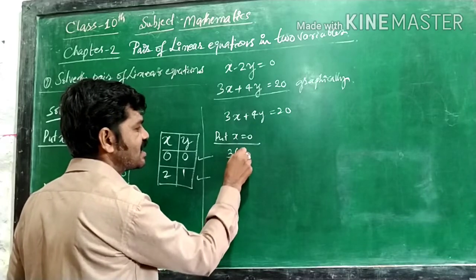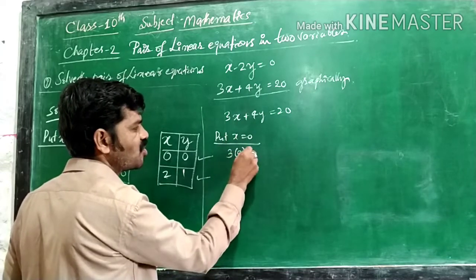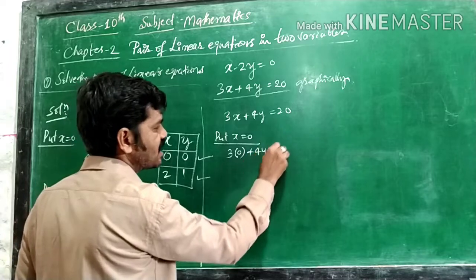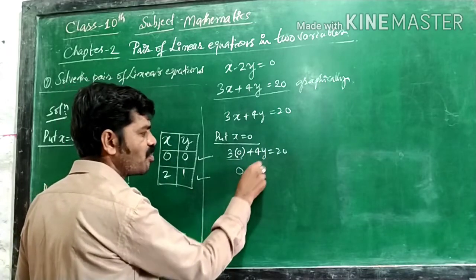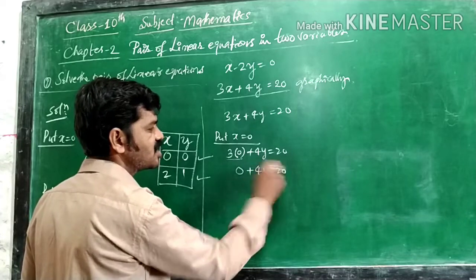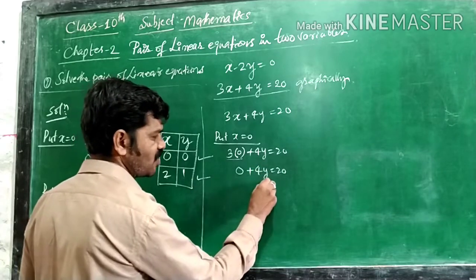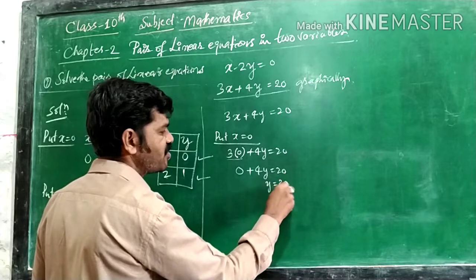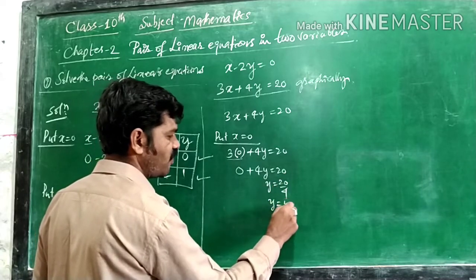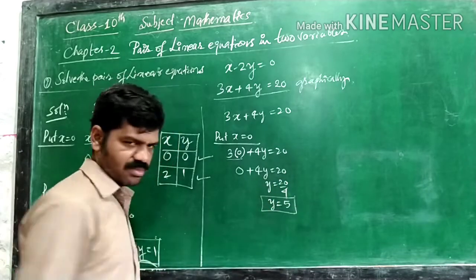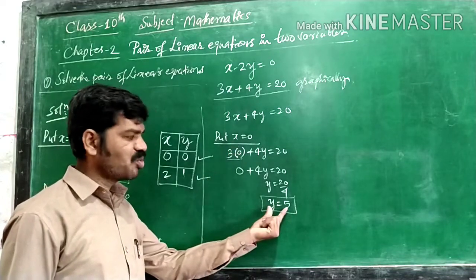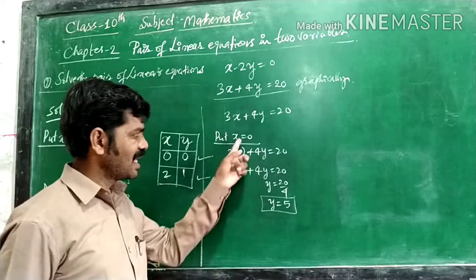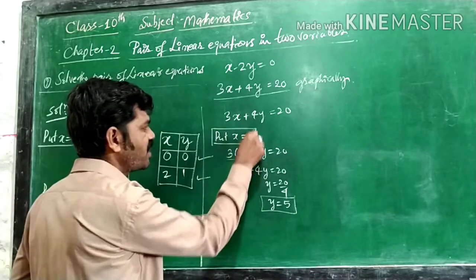The value of x is 0, so 3 into 0, that is 0, plus 4y is equal to 20. Y is equal to 20 by 4, so y is equal to 5. When x is equal to 0 is given, you obtain y is equal to 5. X and y values became 1 point.